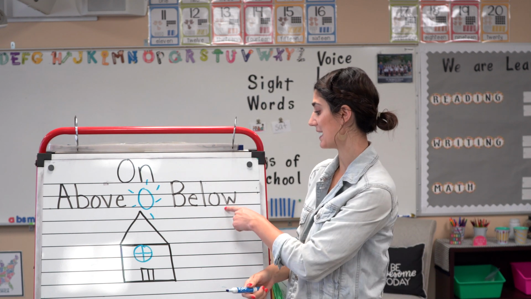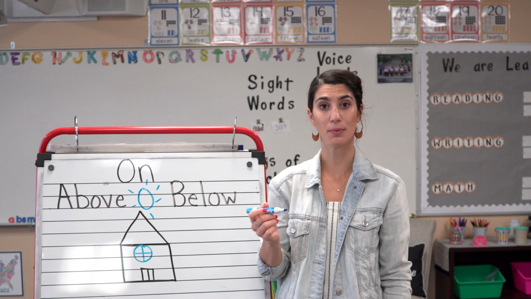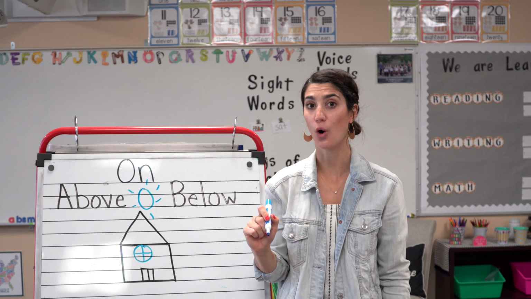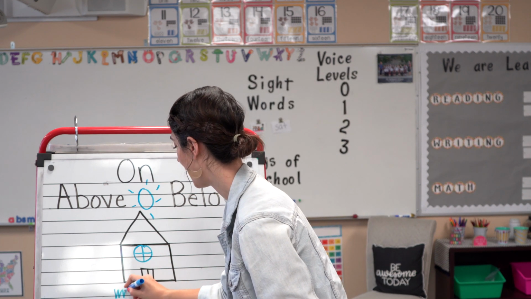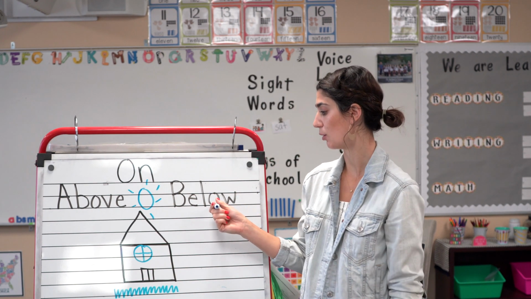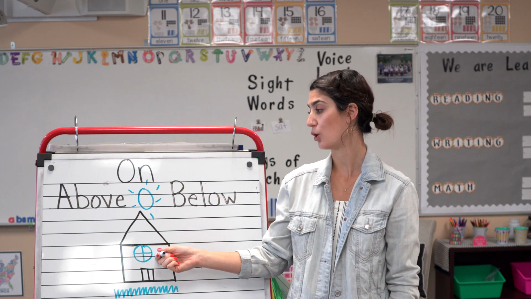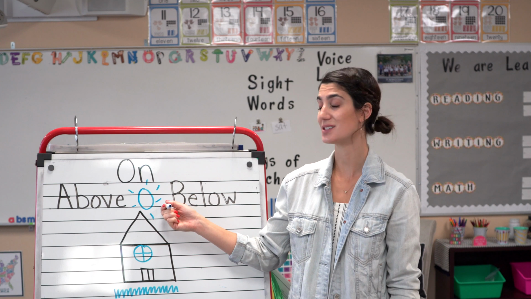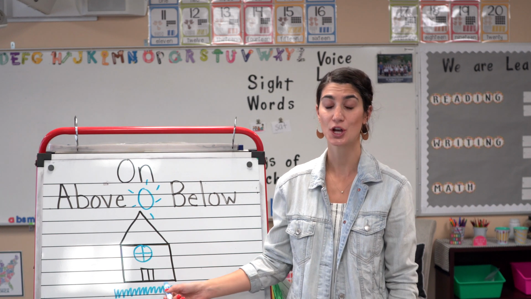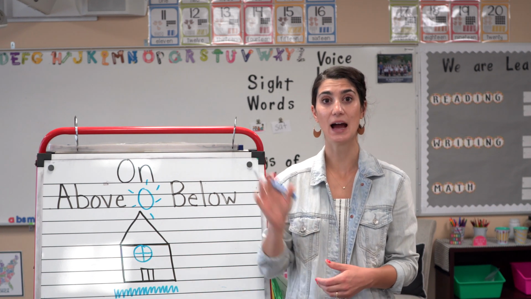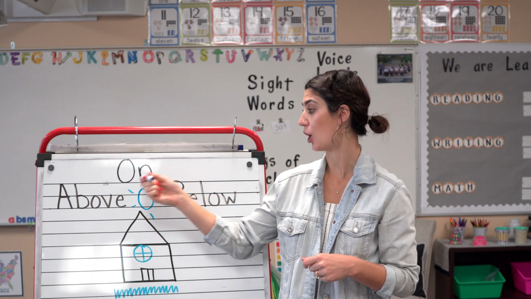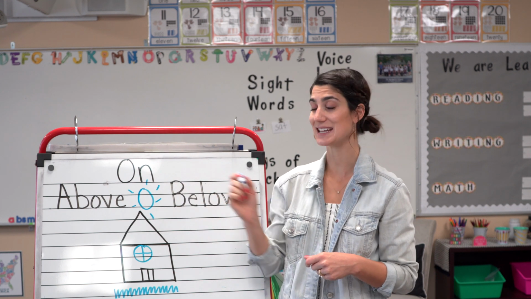The other word we're looking at is below. So for example, if I had a direction that said, please draw grass below the house, I would draw grass below the house. So it goes under the house. So again, the window is on the house, the sun is above the house, and the grass is below the house. So in math today, you are going to be identifying where certain items are, and you're going to be drawing them either on, above, and below, just like I did in this picture.